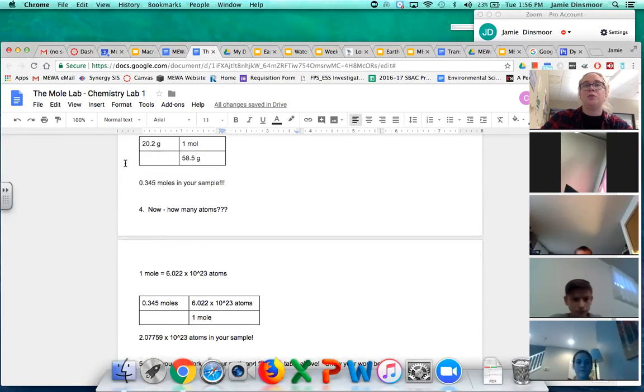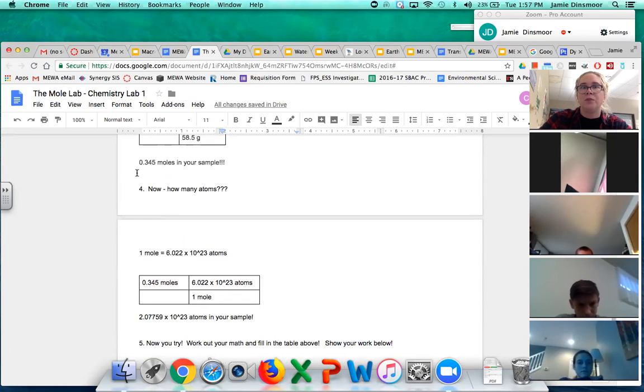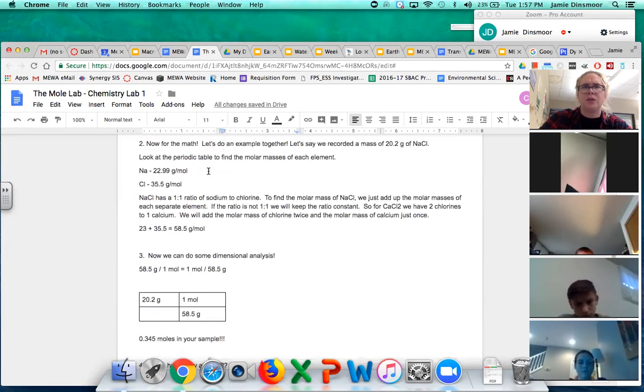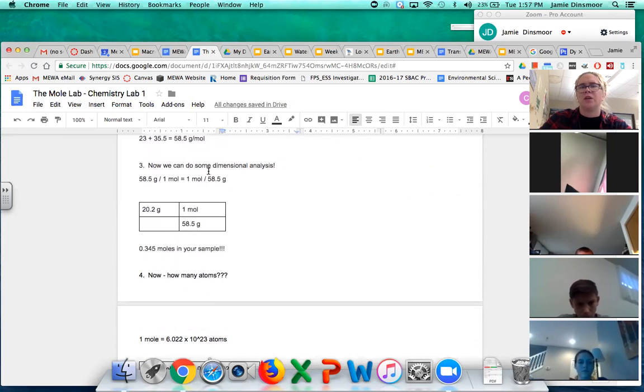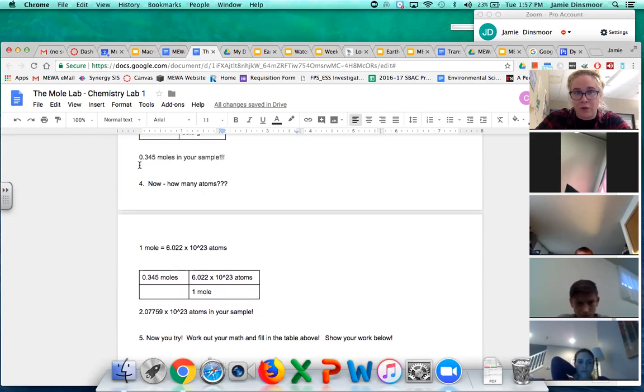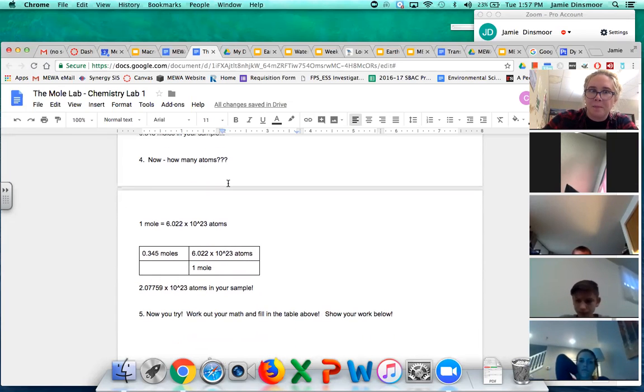Okay, so if we do this math out, we get 20.2. We divide by 58.5, and we get 0.345 moles in our sample. I guess I must have rounded so that we could stay within 3 sig figs. So in the end, we have 3 sig figs, right? Remember that first 0 is not significant. And then we have 0.345, all of which are significant digits. Okay, that part probably doesn't seem that complicated, right?